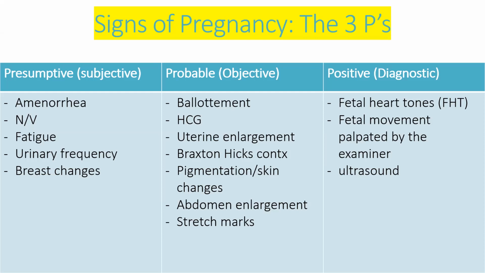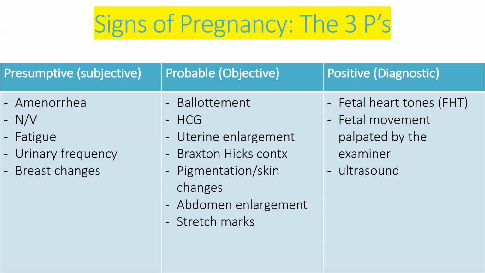Uterine enlargement. Braxton Hicks contractions. Their skin can be changing. Their abdomen can be increasing, or they're just developing stretch marks. And then we also have positive here. We have our diagnostic signs with fetal heart tones, fetal movement palpated by the examiner, and then of course an ultrasound.